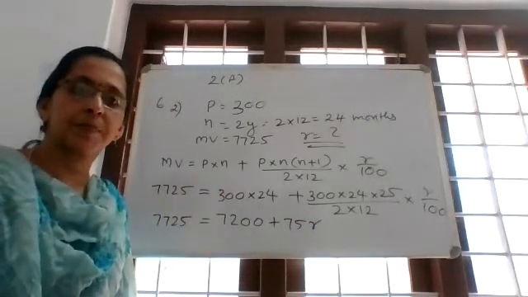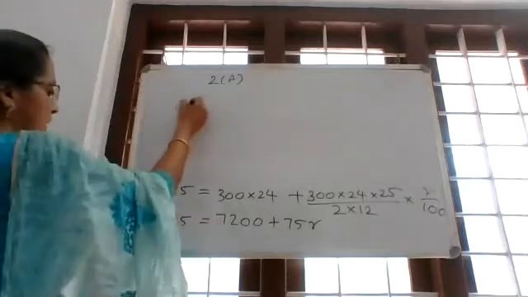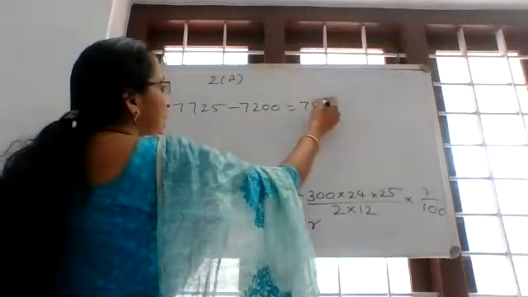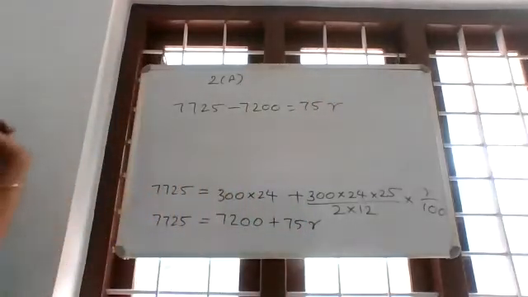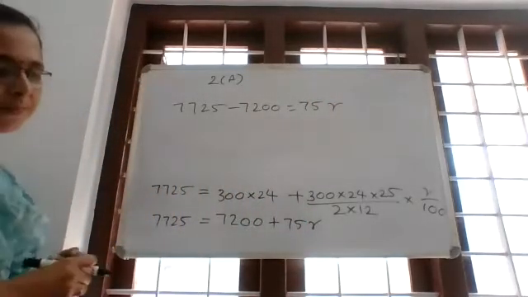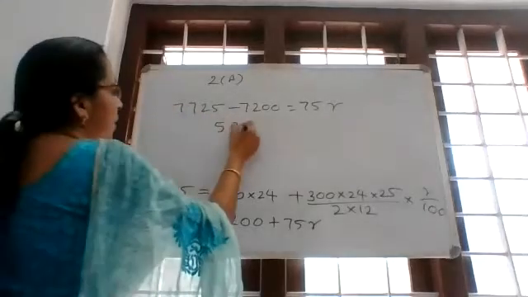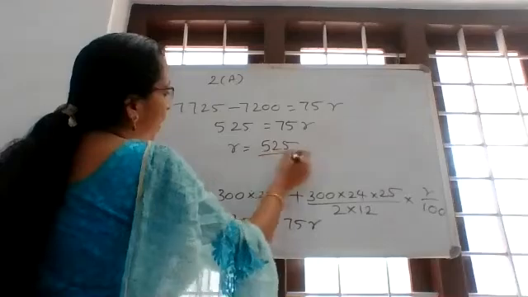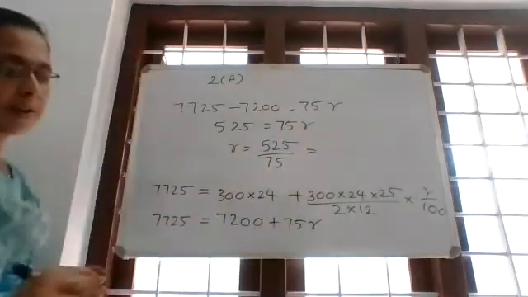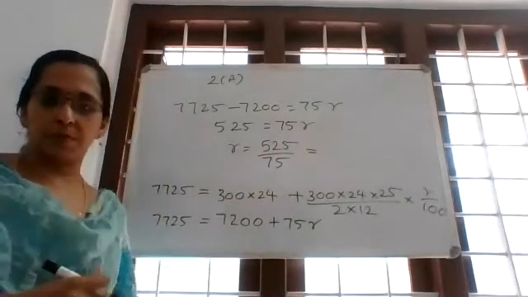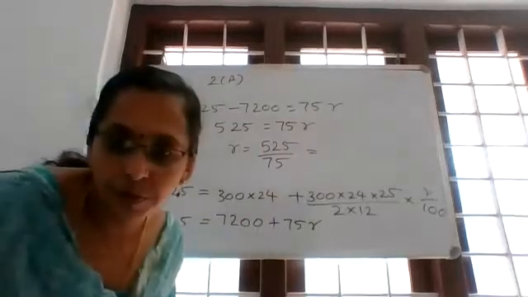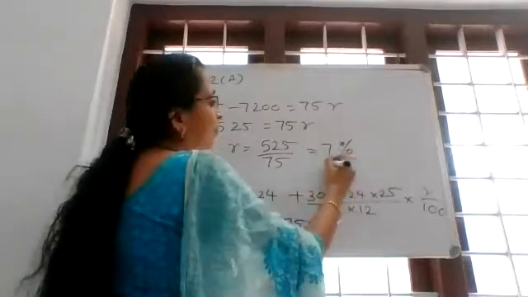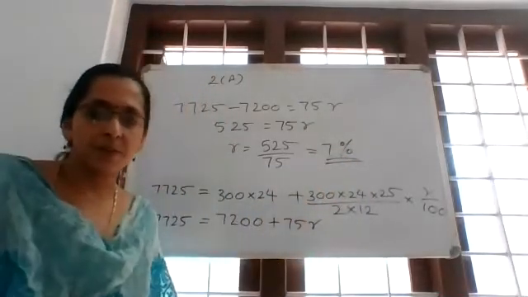Please tell me. 7725 minus 7,200 is equal to 75R. 7725 minus 7200, what is the answer? 525. So 525 is equal to 75R. So R is equal to 525 divided by 75, which after cancellation is 5. That is easy, no? Okay, answer is 7%.